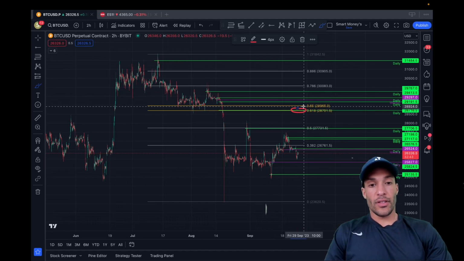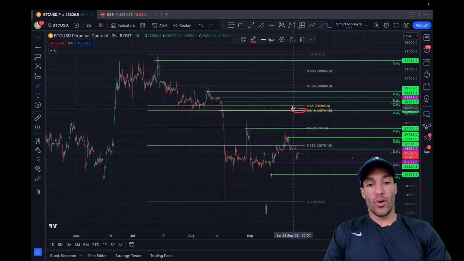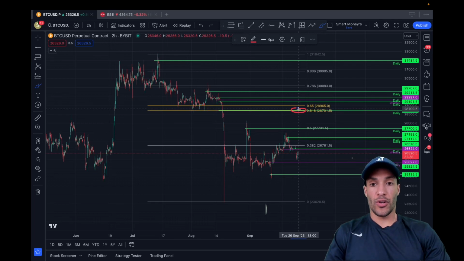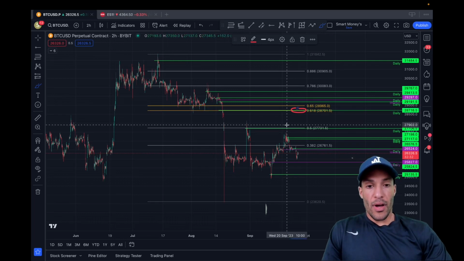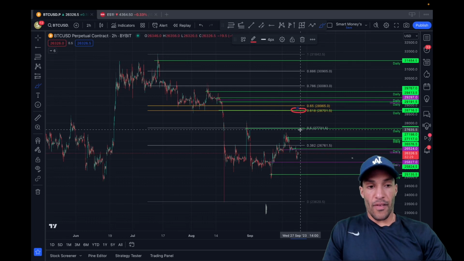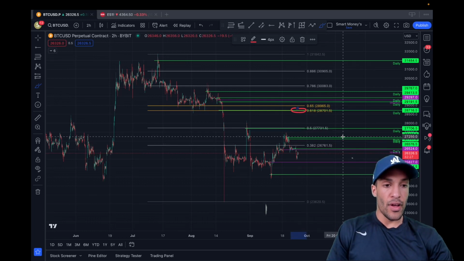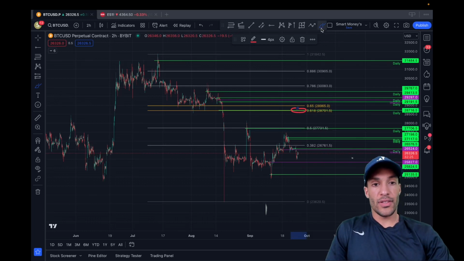So this is definitely going to be both a take profit zone, but also an interesting level to look for short positions. We also have some nice Confluence here up at the 0.5 level, where we have this daily level of 27,706 right here.